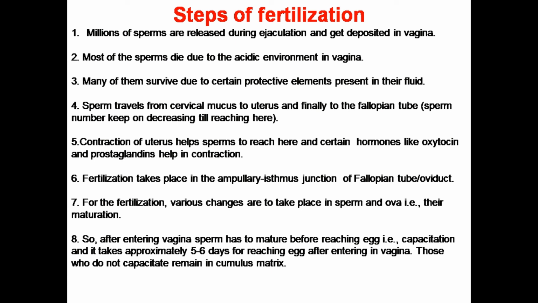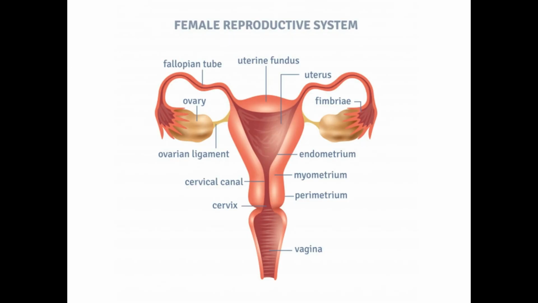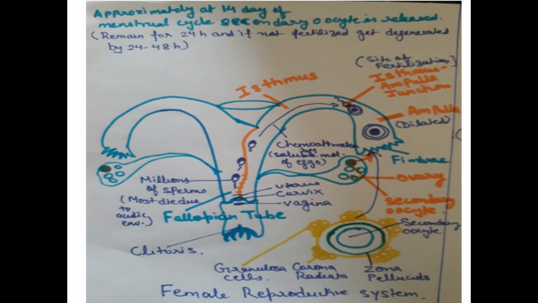Now, the secondary oocyte reaches the fallopian tube by the action of fimbriae. Actually, the ovary releases the secondary oocyte during the process of ovulation. At approximately 14 days of the menstrual cycle, the secondary oocyte is released from the ovary, and then it is taken by the fimbriae of the fallopian tubes, and from there the secondary oocyte reaches the ampullar region of the oviduct. The ampullar region of the oviduct is quite dilated, while the isthmus region is somewhat narrow in appearance.